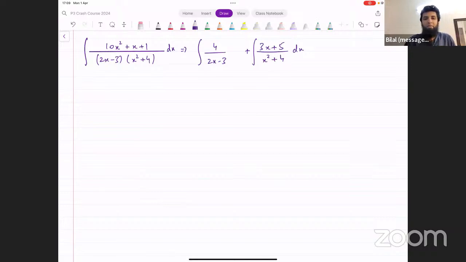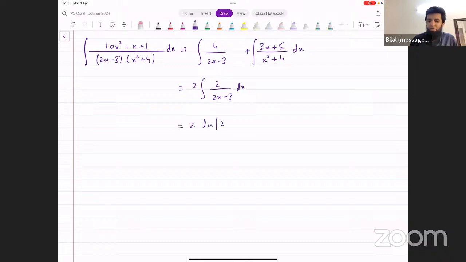Okay. How do we do this? What about the first fraction? 4 over 2x minus 3. How can we integrate this fraction? Anyone? Allen rule. We can take 2 common outside. That leaves us with 2 into 2 over 2x minus 3 inside. What's the integral of this? 2 into ln of 2x minus 3.